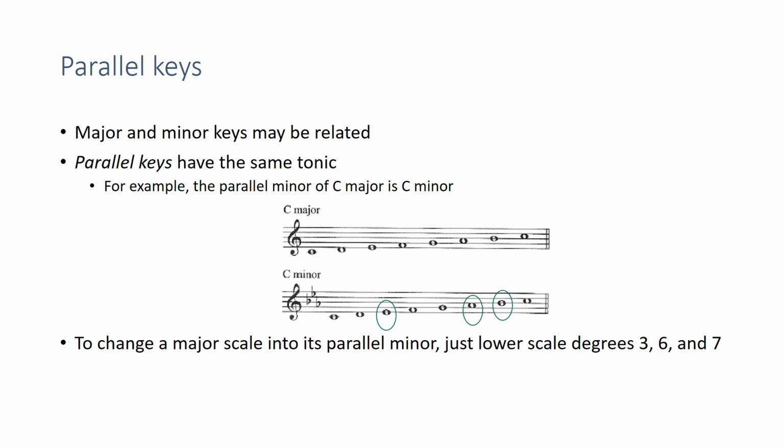To change a major scale into its parallel minor, there's just 3 pitches that are different. Scale degrees 3, 6, and 7 are lowered by a half step from C major. So here's C major. If I lower 3, 6, and 7, I get C minor.